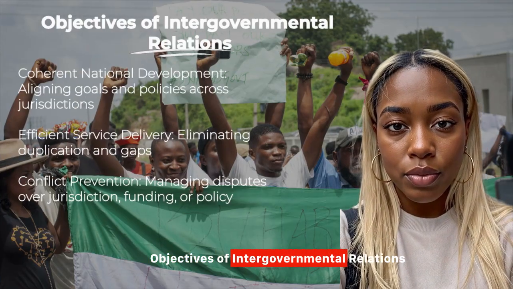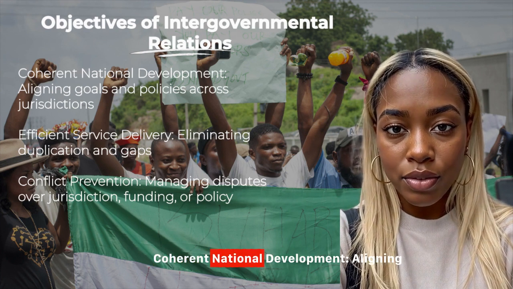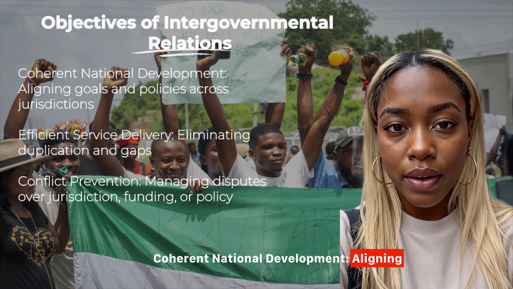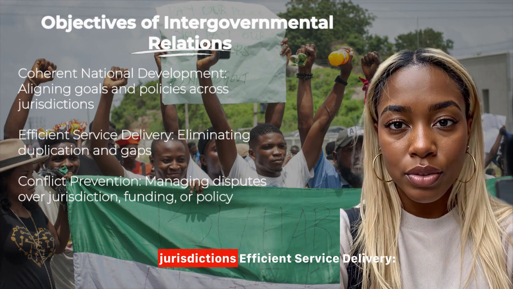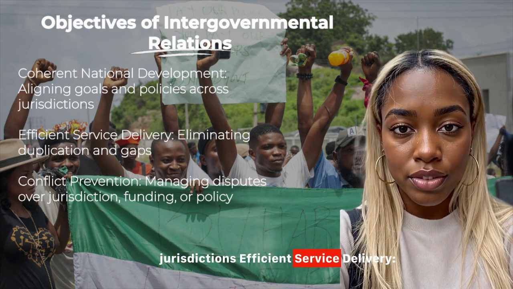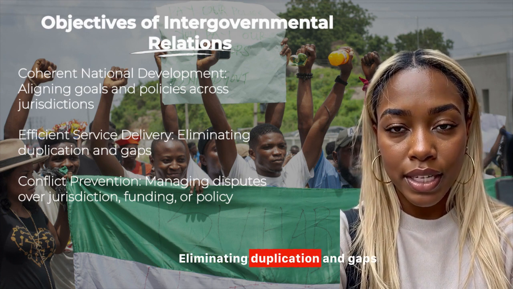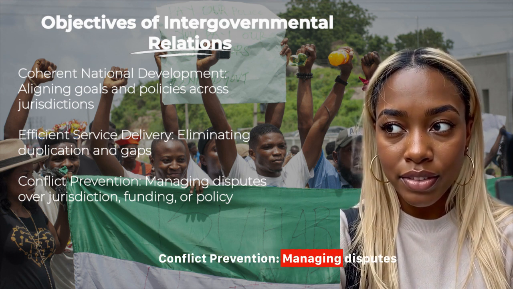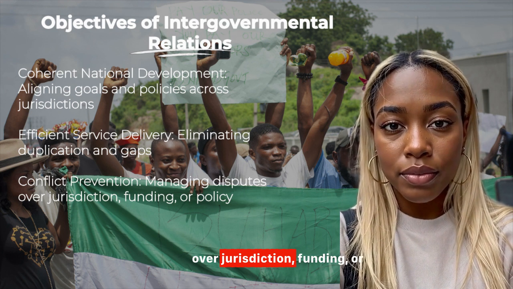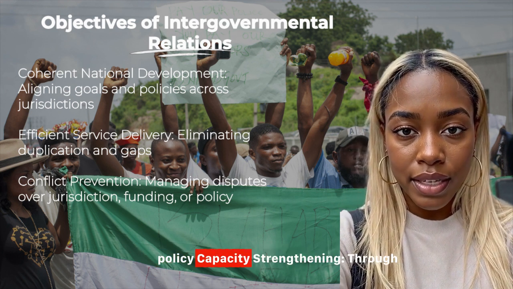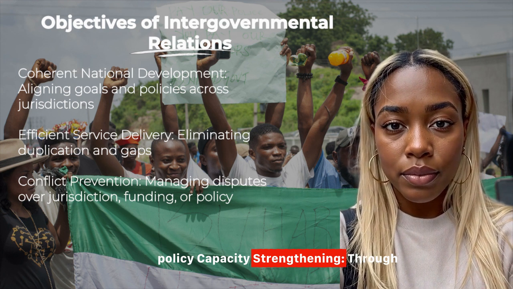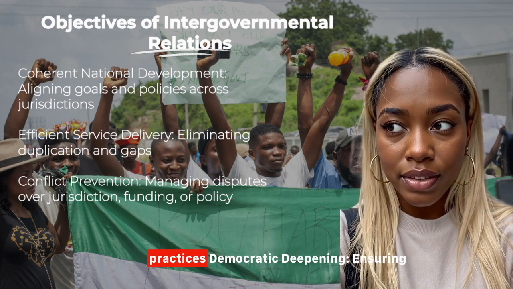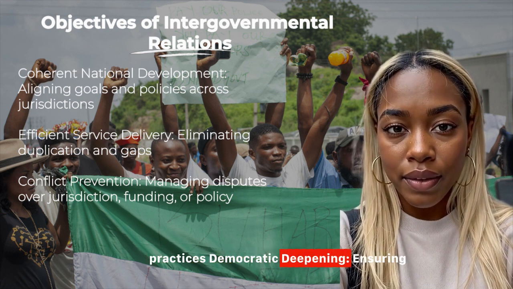Objectives of intergovernmental relations: coherent national development, aligning goals and policies across jurisdictions; efficient service delivery, eliminating duplication and gaps; conflict prevention, managing disputes over jurisdiction, funding, or policy capacity; capacity strengthening through shared resources and best practices; democratic deepening, ensuring accountability and consultation.